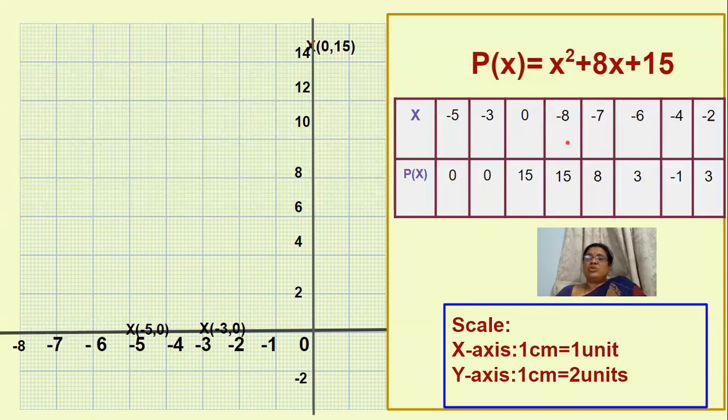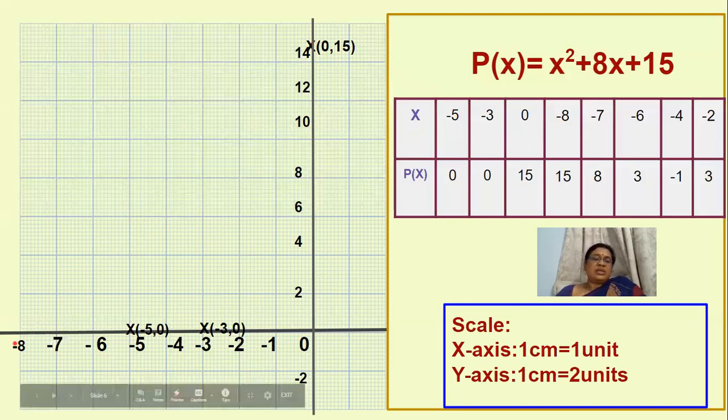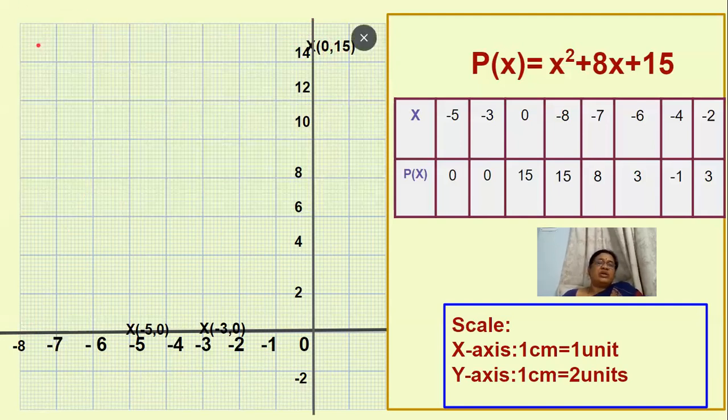The next we'll move on to the 4th point. That is what? Minus 8. When x is minus 8, the p of x will be 15. X is minus 8 here and p of x is 15. That is y is 15. So somewhere you should get a point here. See, we'll see that we'll get a point or not. Yes, that is a point.